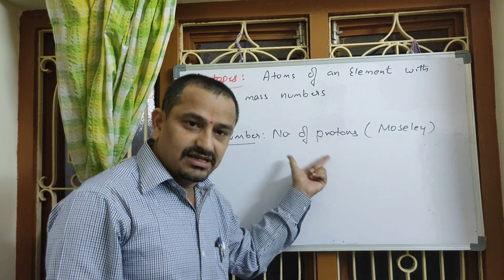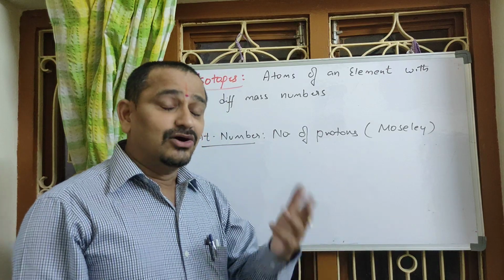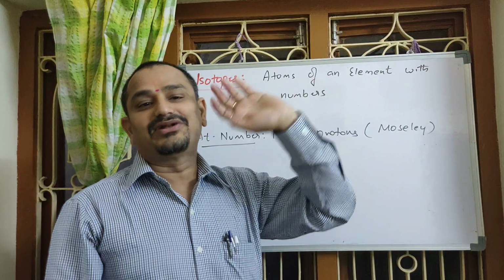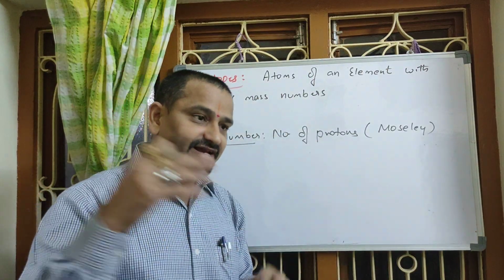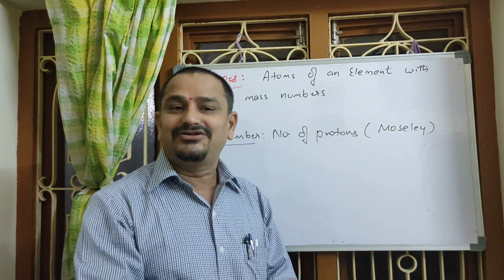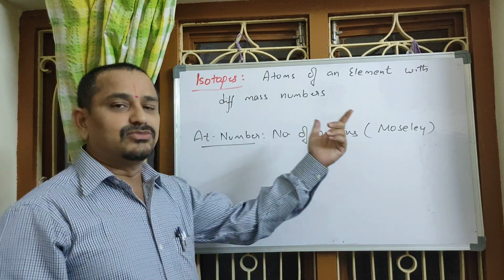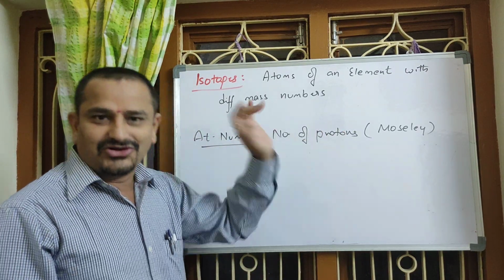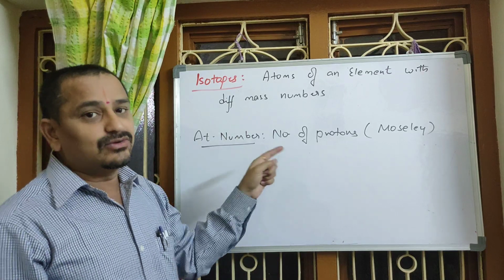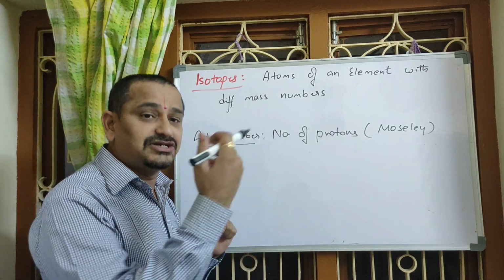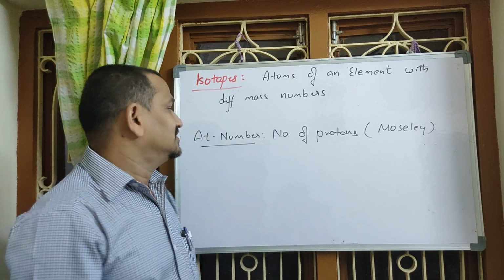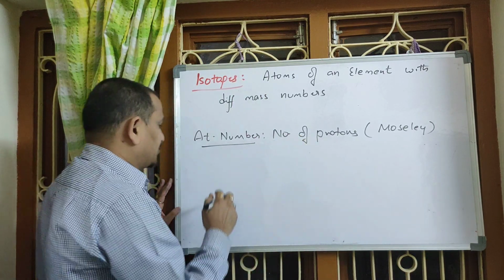Number of protons present in the nucleus of an atom, whose value is numerically equal to the number of electrons outside the neutral atom. In that way, the number of electrons term is added to the definition. But actually, as per Moseley's discovery, atomic number means only the number of protons. Its value is equal to the electrons present outside the neutral atom. Understood? So, atomic number means number of protons.